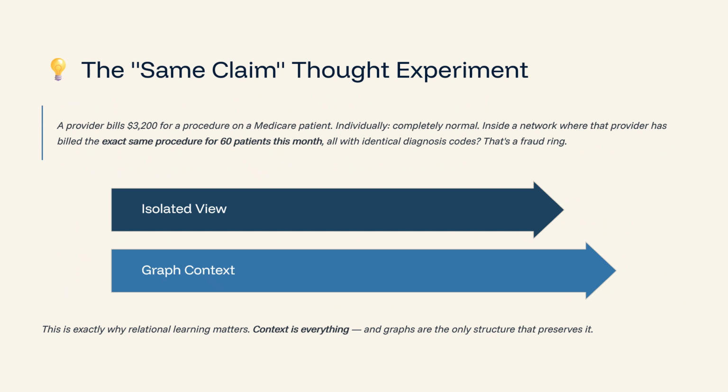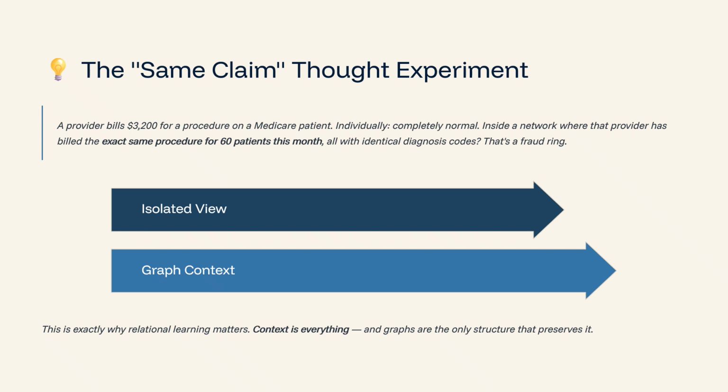Let me make this viscerally concrete with a thought experiment. A provider bills $3,200 for a procedure on a Medicare patient. You look at that single row in your spreadsheet: completely normal, nothing unusual. Your standard model gives it a low fraud probability and moves on. Now zoom out. That same provider has billed the exact same procedure, $3,200, the same diagnosis code, the same procedure code, for 60 patients in a particular month. All of them identical. That's not medicine, that's a fraud ring.